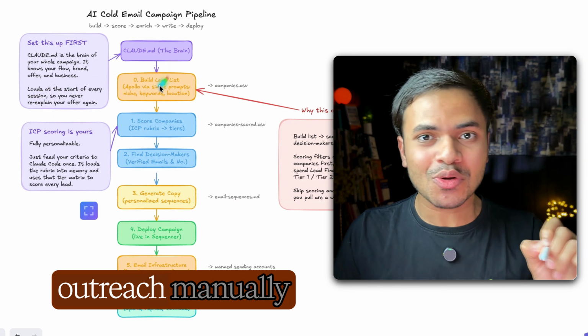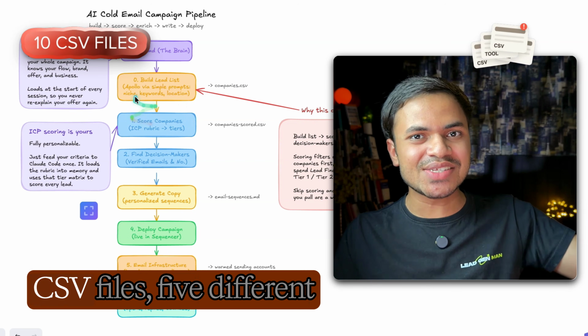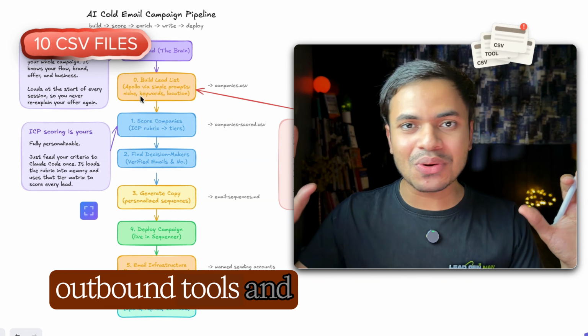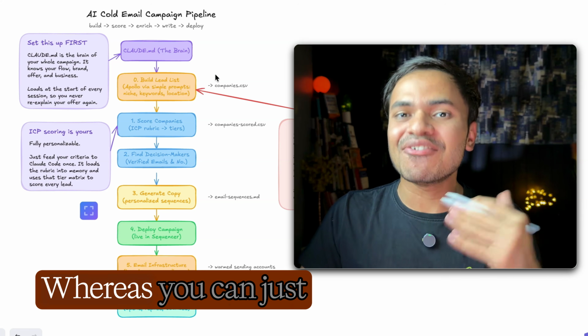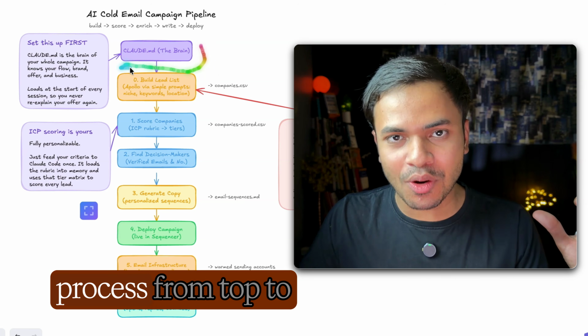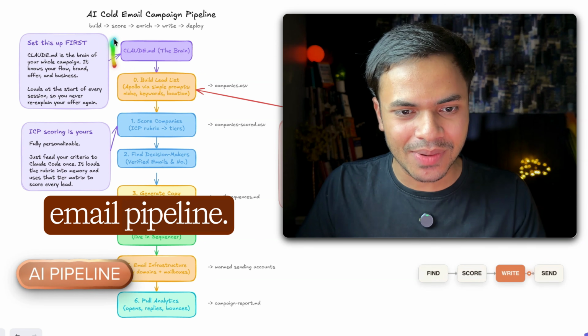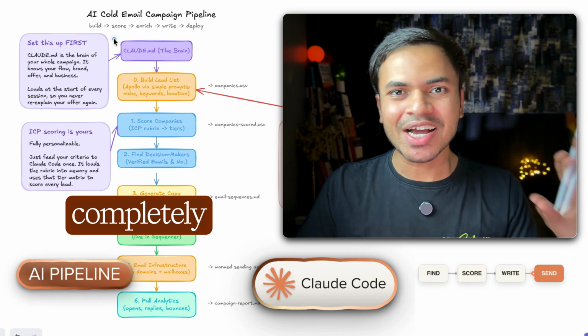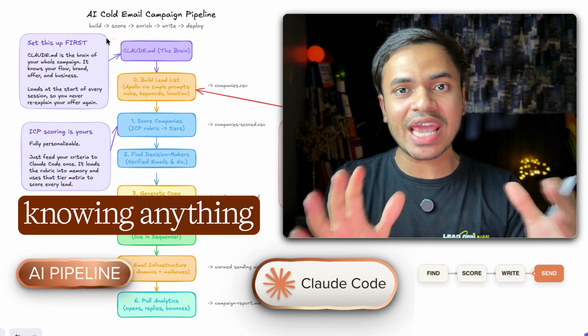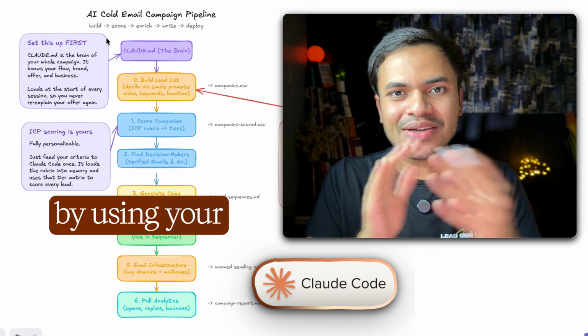If you are still doing outreach manually by having 10 different CSV files, 5 different outbound tools and data sitting in silos, whereas you can just automate this entire process from top to bottom by building yourself an AI cold email pipeline. All of this is going to be done completely through Claude Code without you knowing anything about GTM, just by using your simple prompts.